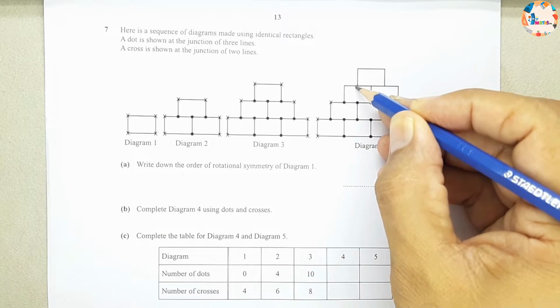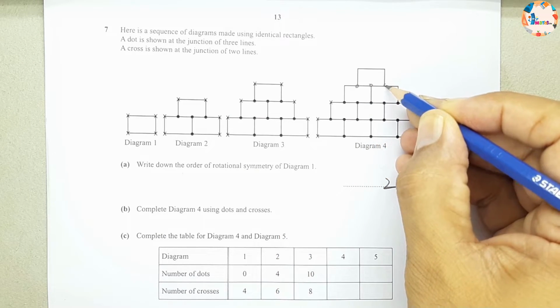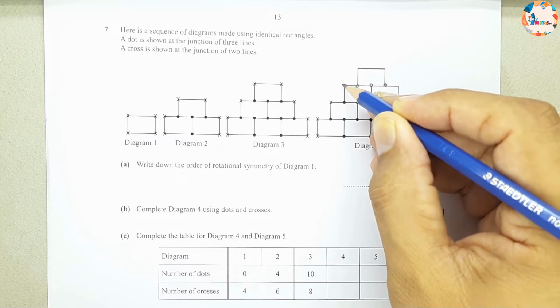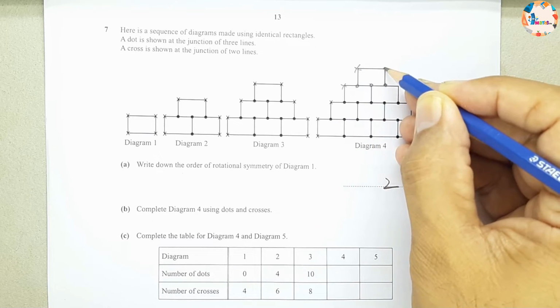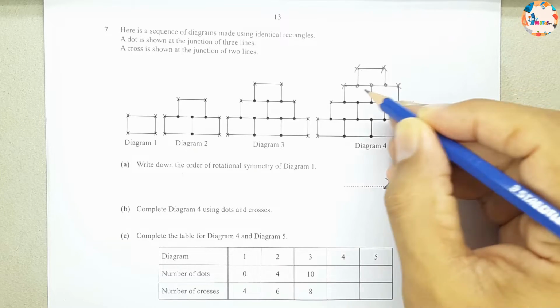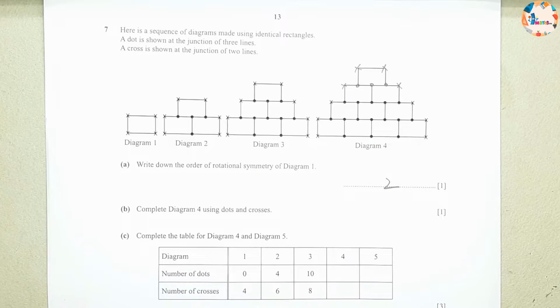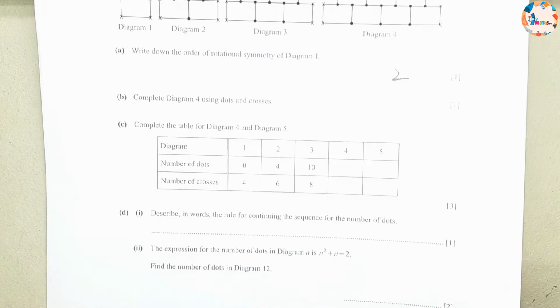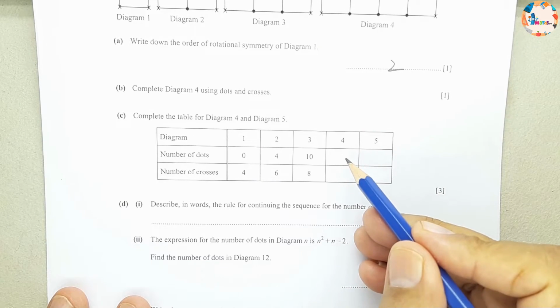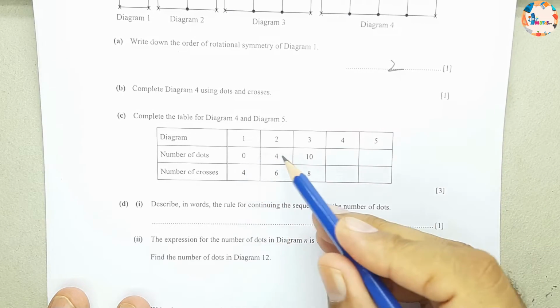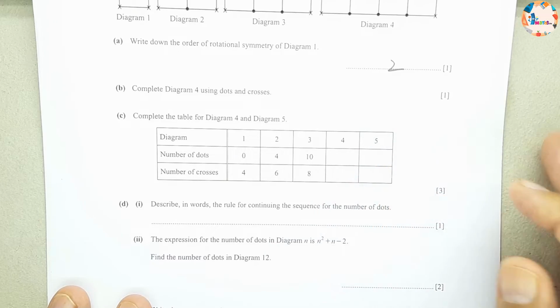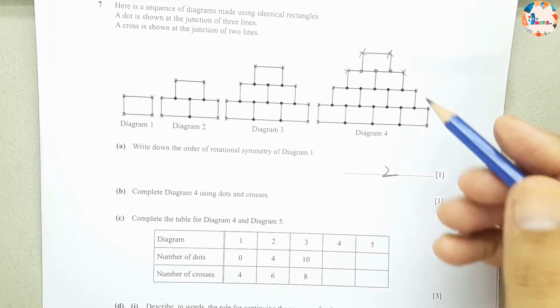Then complete diagram 4 using dots and crosses. So dots will be 1, 2 and 3 over here, and crosses will be at the corners over here. So there will be 3 dots and 4 crosses. Then complete the table for diagram 4 and diagram 5. So we can check the sequence, like for example this one. This will be having 0, 4, and we can check, like fourth drawing is this one.